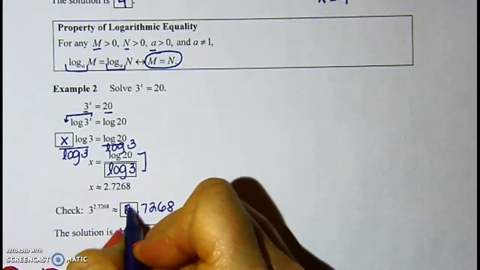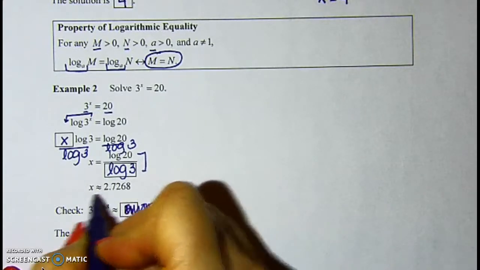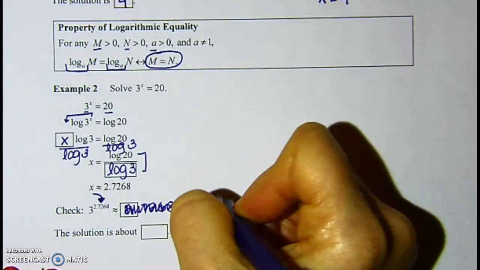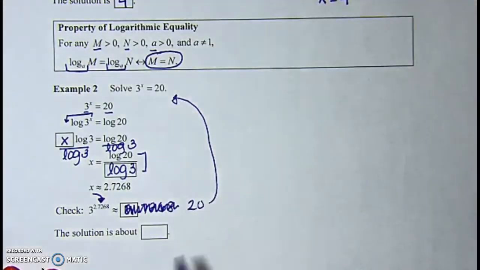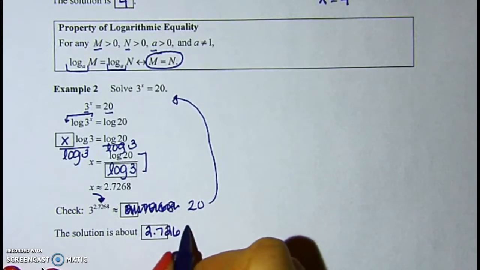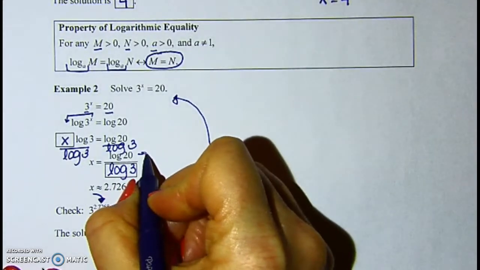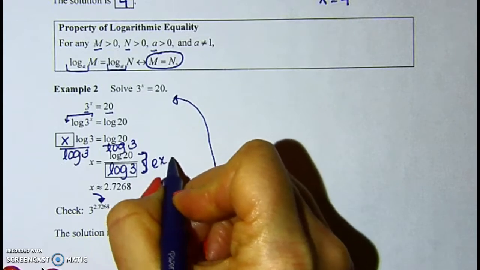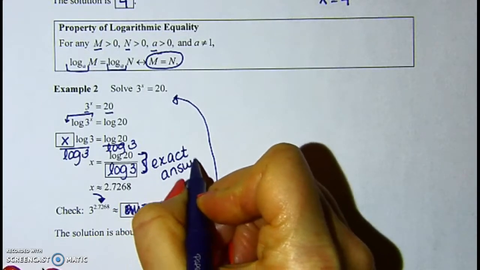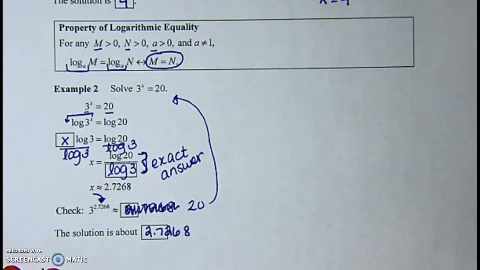Oops, I'm sorry. We're checking our work. If we plug x into our exponent, we get about 20, which matches up here. So the solution is about 2.7268. This portion here that we found, we would call the exact answer, since it's not simplified by rounding our decimals.